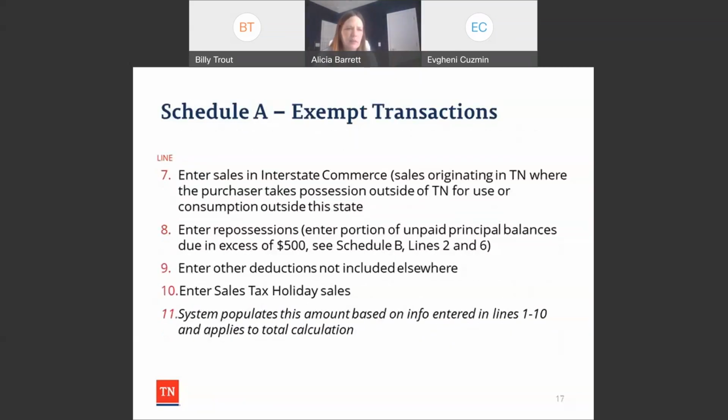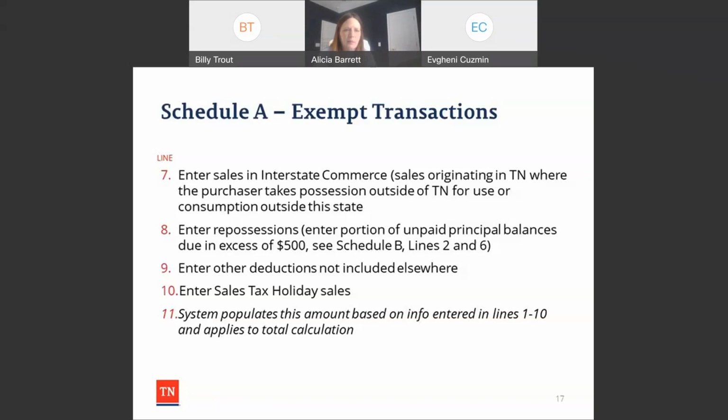Line 7 is for sales in interstate commerce. So these are going to be sales that are originating in Tennessee, where the purchaser takes possession outside of Tennessee for use or consumption outside the state. So anything that you are selling to someone that you might be shipping to another state, you can enter those sales here. Line 8 is for repossessions. Now, repossessions do have special rules, so you would enter the portion of unpaid principal balances due in excess of $500. You're also going to be using Schedule B to report this as well.